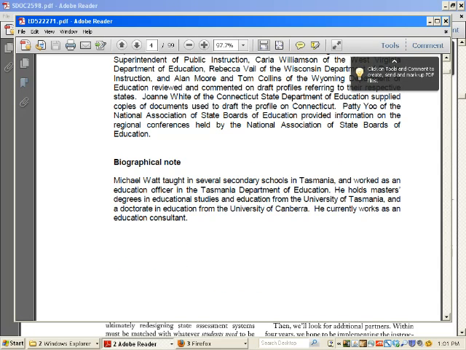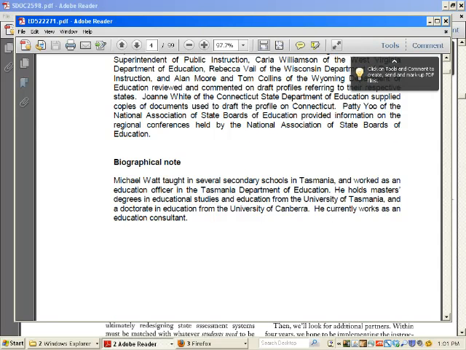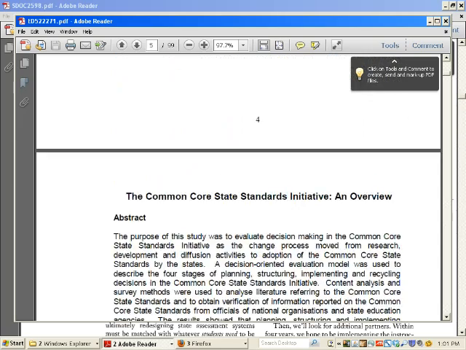He taught several secondary schools in Tasmania and has worked as an education officer in the Tasmanian Department of Education. He holds master's degrees in educational studies and education from the University of Tasmania and a doctorate in education from the University of Canberra. He currently works as an educational consultant. So we can make a guess on this. Why would Michael write a paper on this? Maybe he is setting the tone as, hey, I'm the expert on this. And after reading this, Mr. Watt is very much the expert on Common Core standards, I feel.